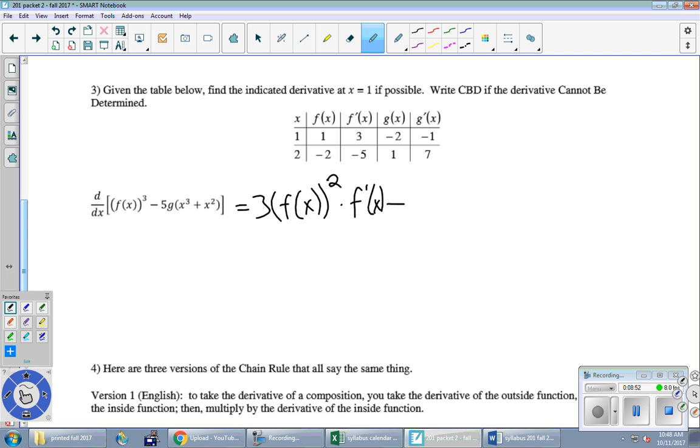Okay, and then minus 5 times. I like 5 times because I know that in my derivative it's going to be 5 times, right? It's a constant multiple, so it gets copied.